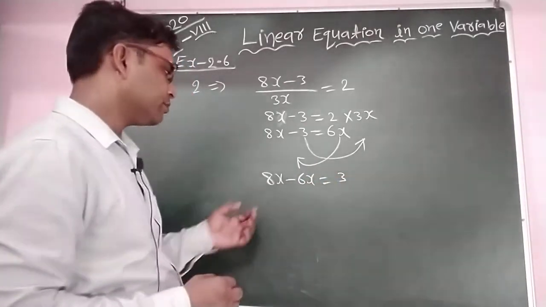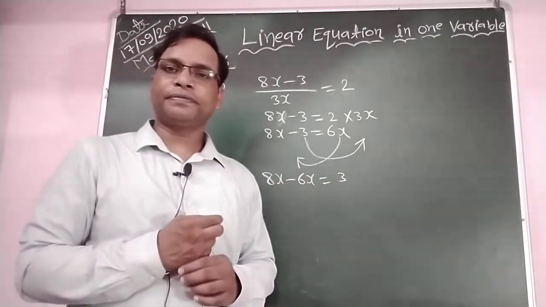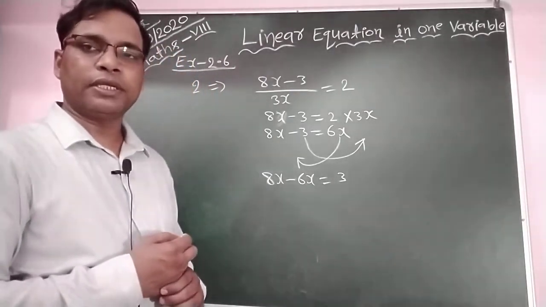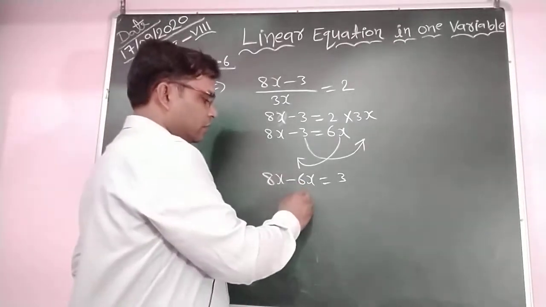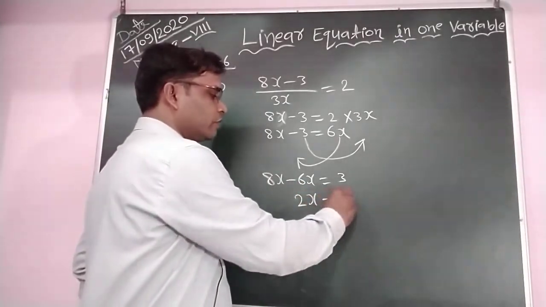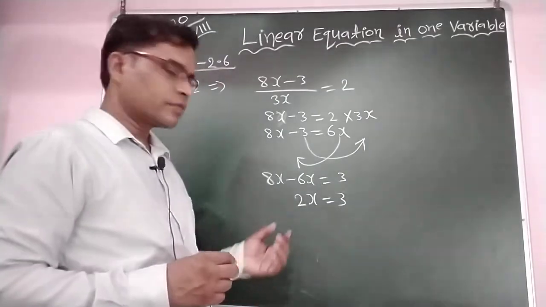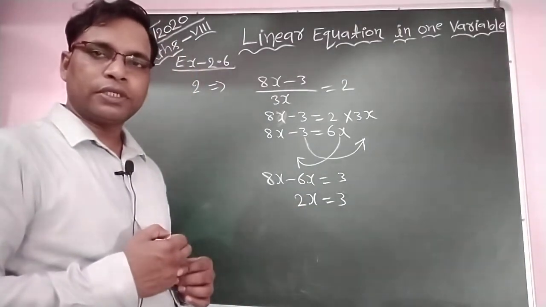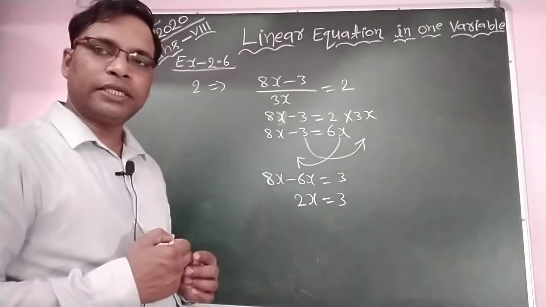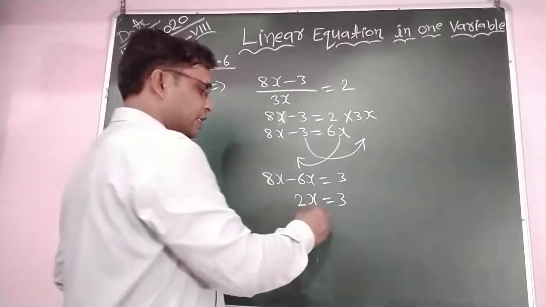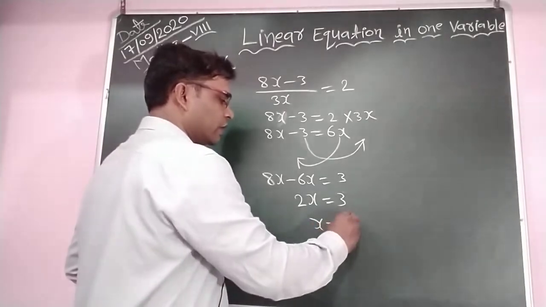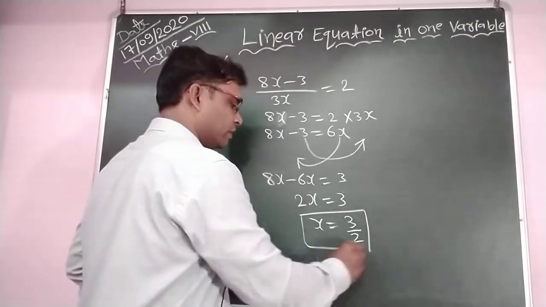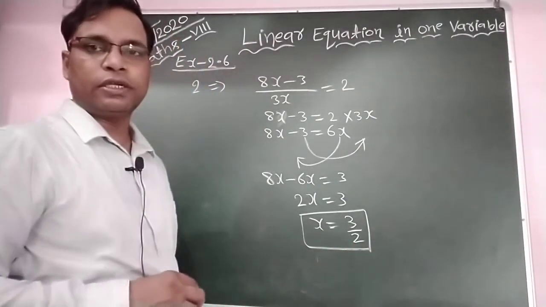Clear? Now if you subtract 6x from 8x, then you obtain 2x. So here we have 2x is equal to 3. Now here you can see x is multiplied by 2. When you transpose this 2 to the right hand side, then 3 divided by 2. So you can say the value of x is equal to 3 by 2.